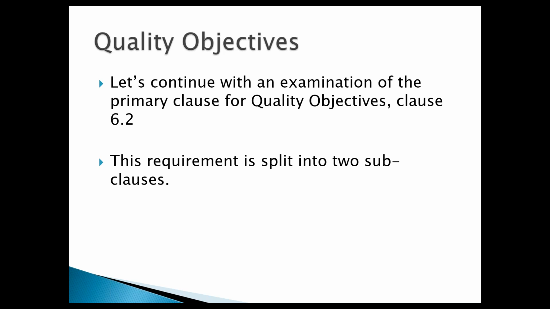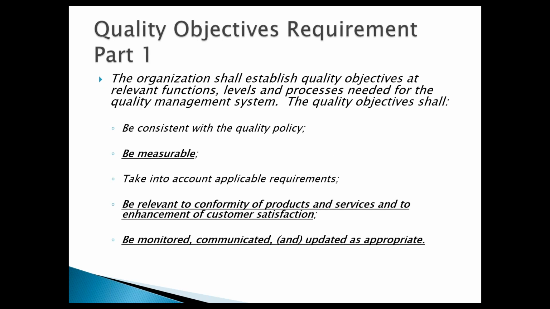Okay, let's continue with quality objectives, the third most often cited item. Again, this one is split into two subclauses. To begin with, it is required that your quality objectives be measurable, that they be relevant to the conformity of your products and services, that they contribute to customer satisfaction, and that they be monitored, communicated, and updated. So let's pick these items apart.